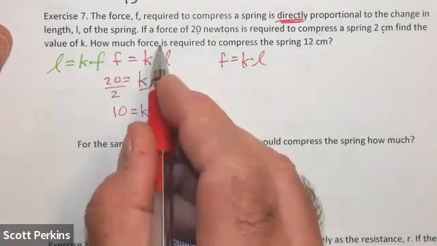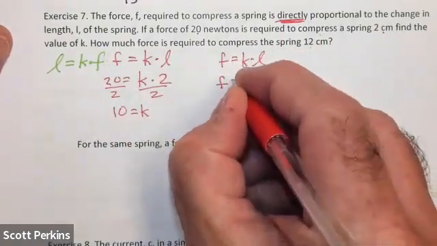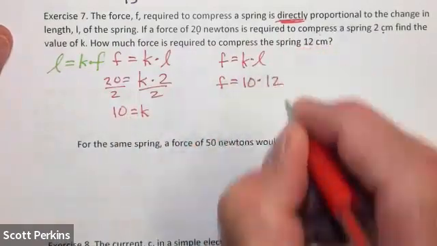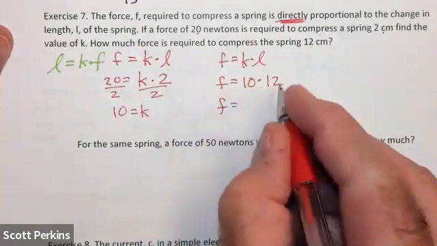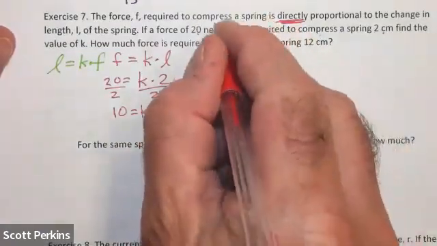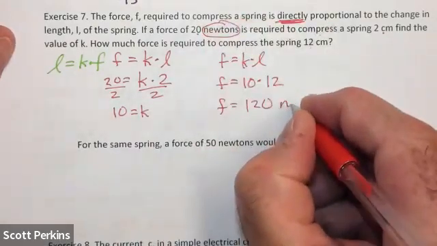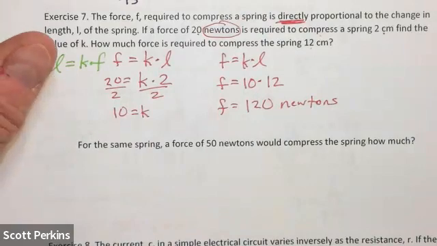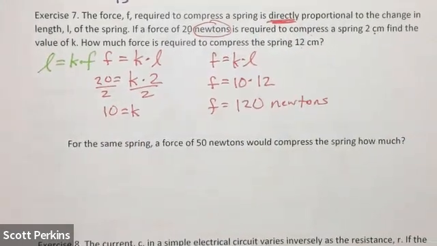And so I want to know how much force. So I don't know what F is. I do know that K is 10 and L is 12. And so that is going to be 10 times 12, which is 120. And then I'm just looking up here in the problem. The units are newtons. So I'm just going to write that down as my units.